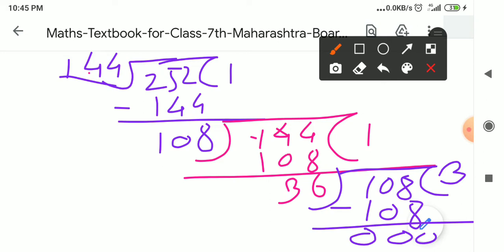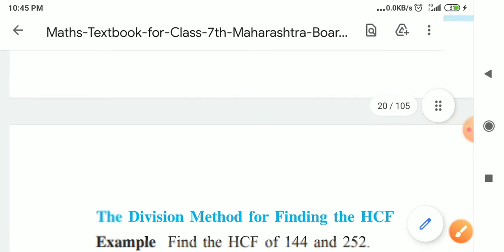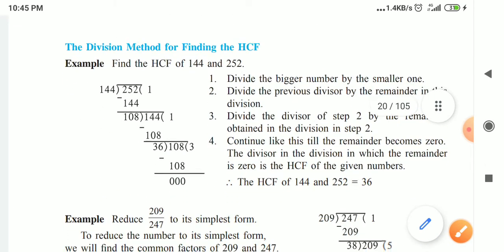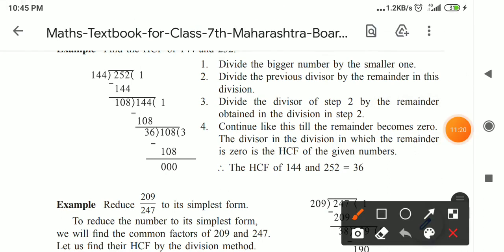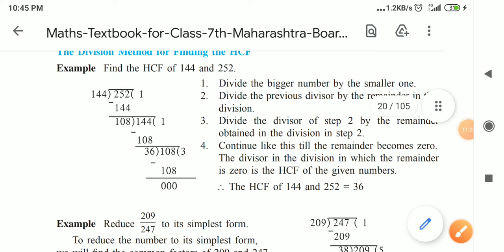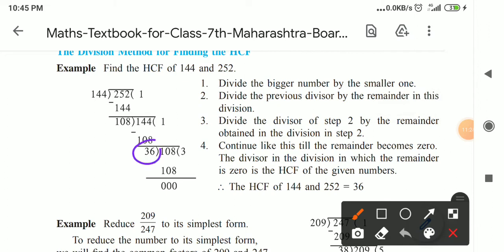Okay, so we will move towards the textbook. If you see here, you will notice the HCF of 144 and 252. We take as the HCF the number where we get 0 as the remainder. So 36 is the HCF for 144 and 252.